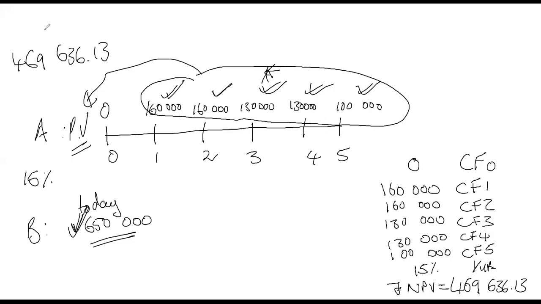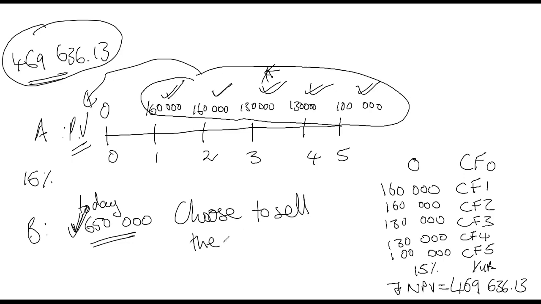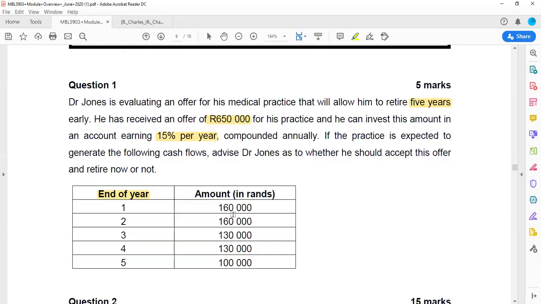So according to that, we can see that the present value of these cash flows is less than what's being offered today. If we bring all these future cash flows back to today, the answer we are getting is less than what's being offered for the practice. So what's being offered today is more than the present value of these cash flows. So rather, the doctor should choose to sell the practice because what's being offered is higher than the present value of the stream of the future cash flows. What's being offered today of 650 is higher than the present value of the stream of cash flows.